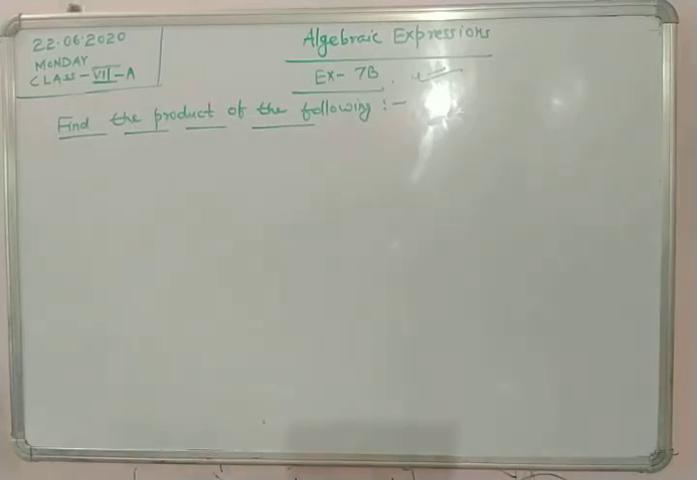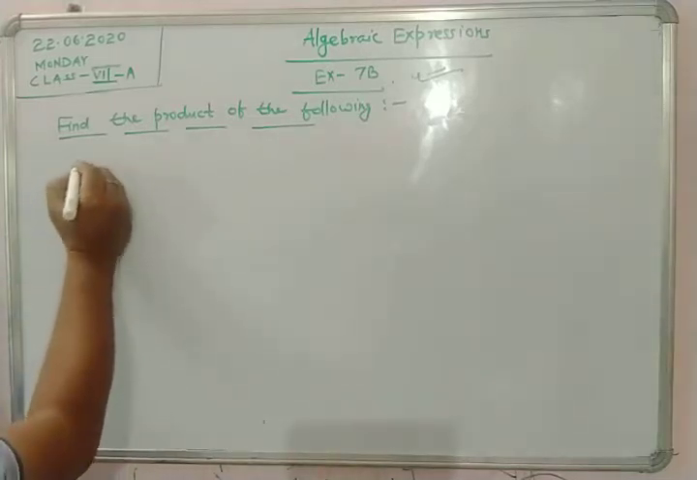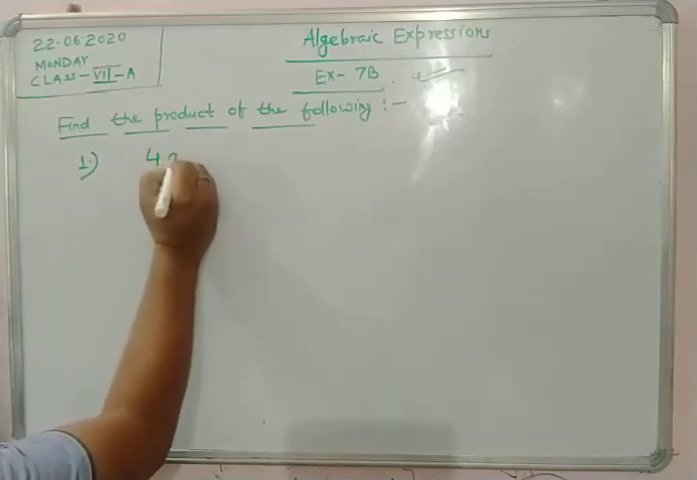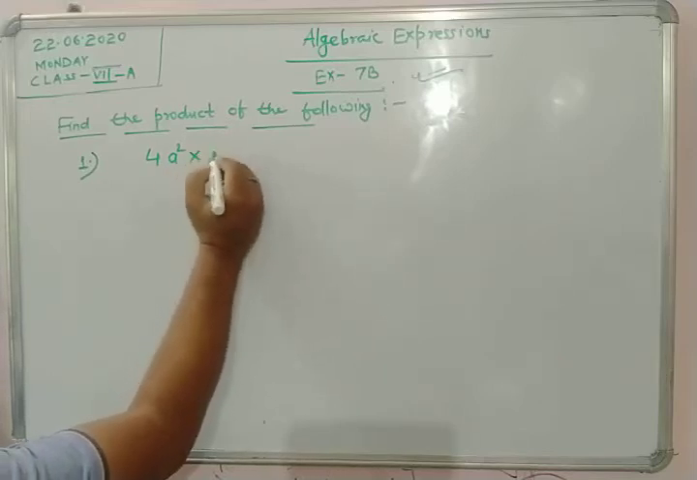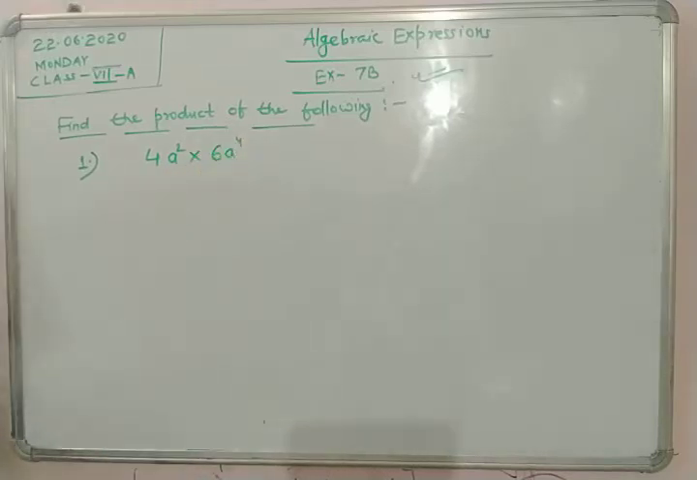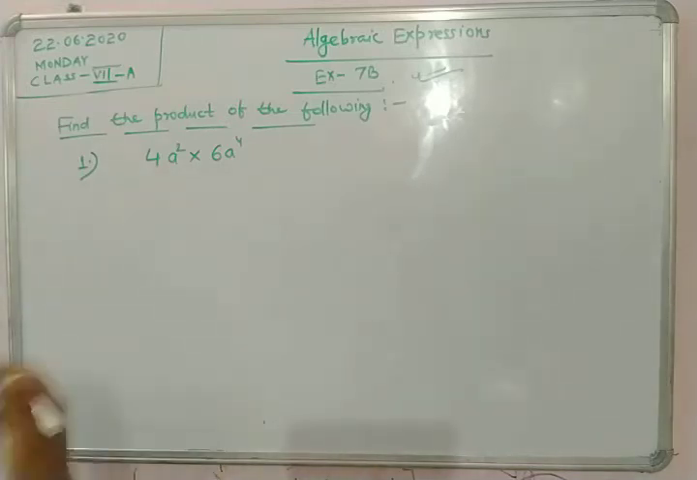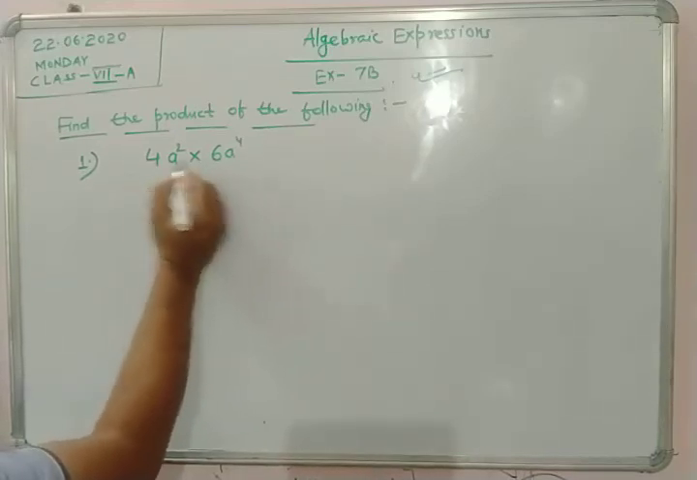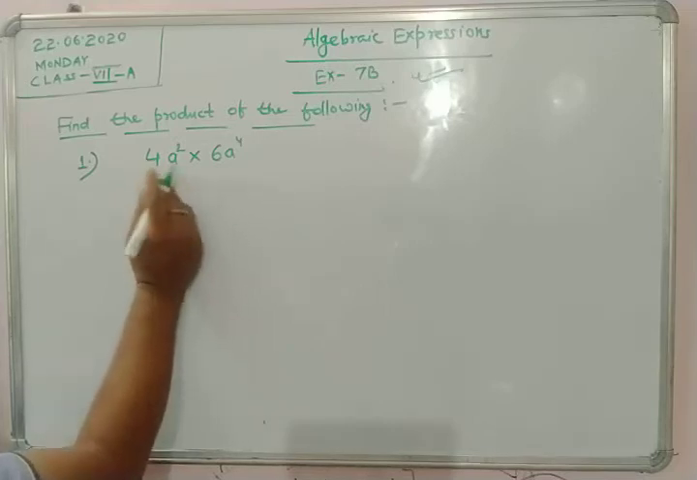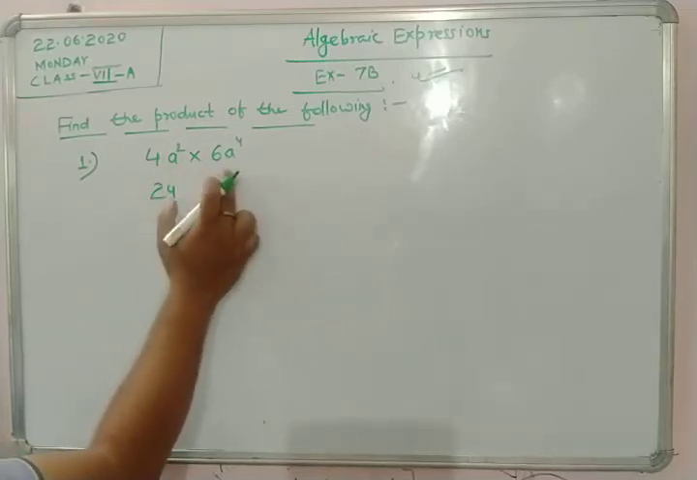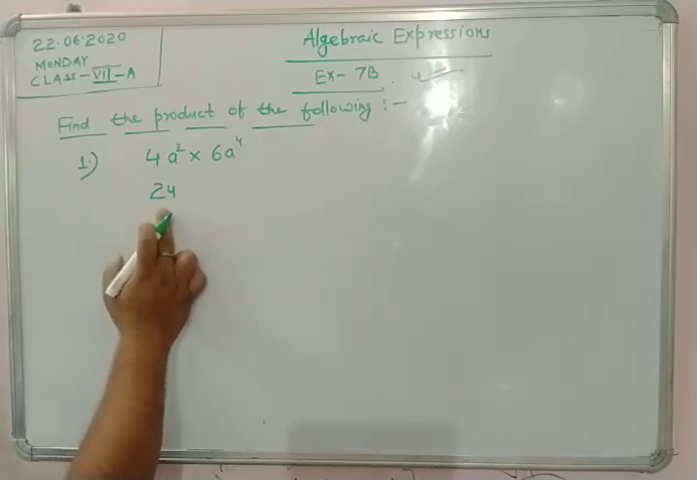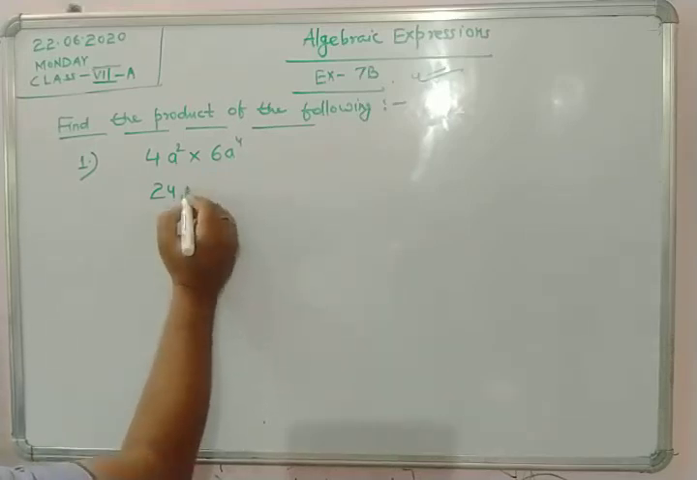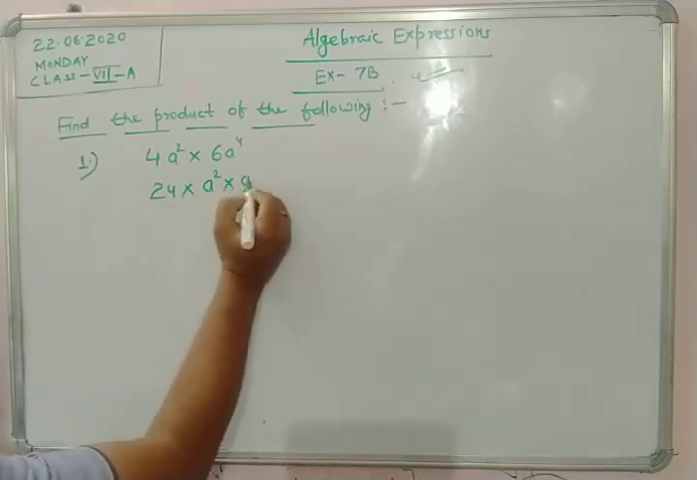Let us solve one question and then try to understand whether we are able to solve it or not. Question number 1: 4a square into 6a to the power 4. The way you multiply this: 4 and 6 are the numbers, so 4 into 6 gives you 24. Simply multiply the given numbers. Now here a square into a to the power 4.